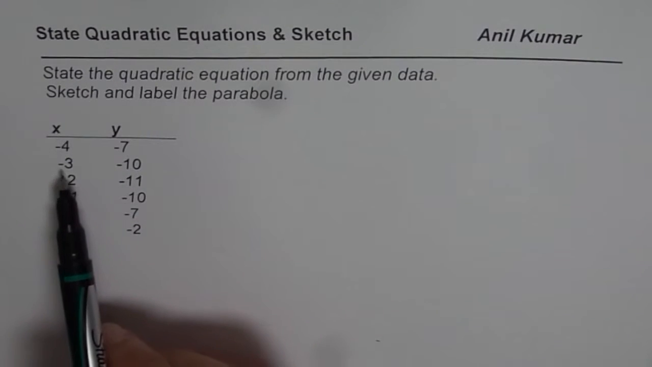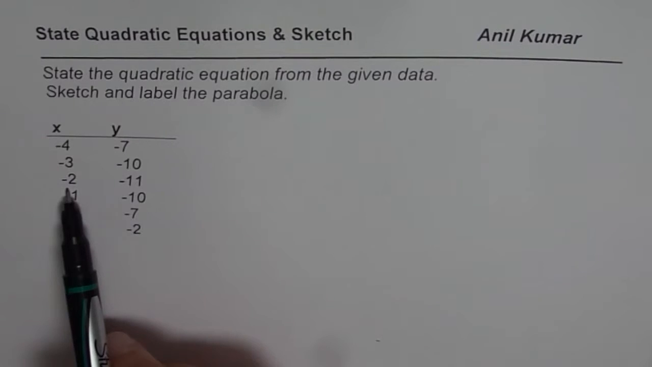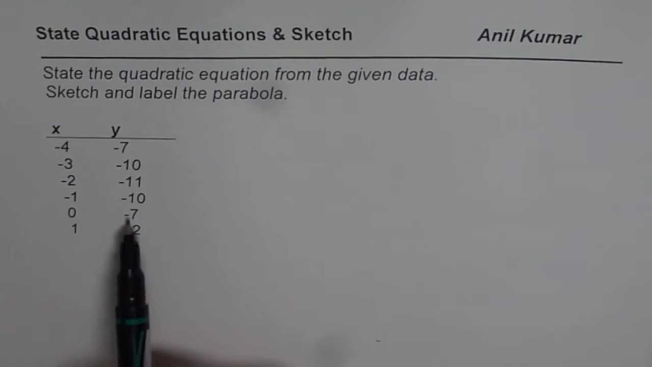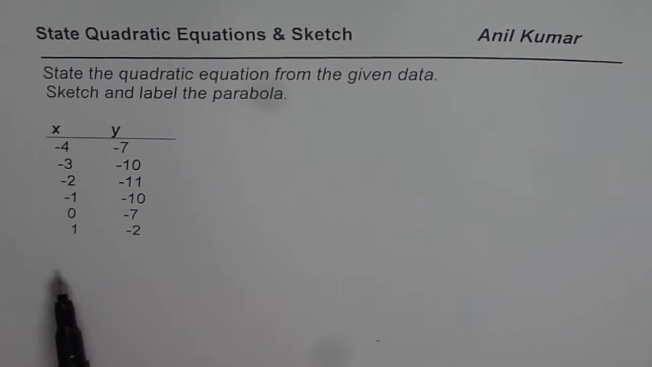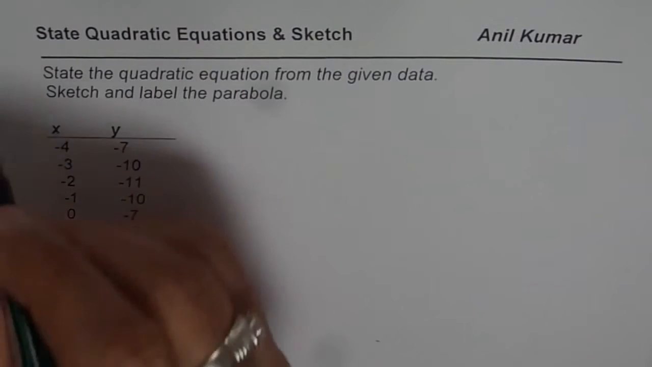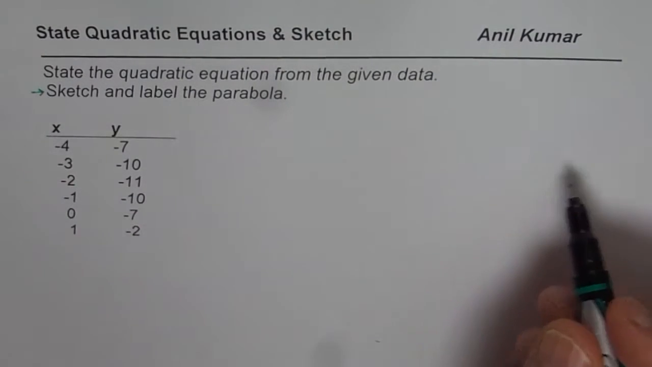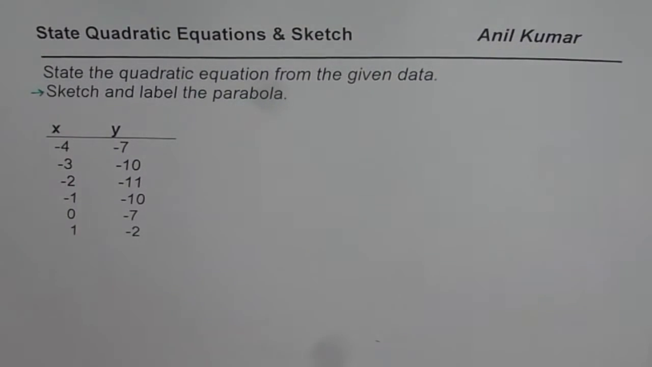-4, -7, -3, -10, -2, -11, -1, -10, 0, -7, 1, -2. Now in such a case, sketching is not a problem. Points are given on the graph paper, you can make a scale and sketch it. Very simple, right? Since you have 6 points here, so this is giving you a good parabola.